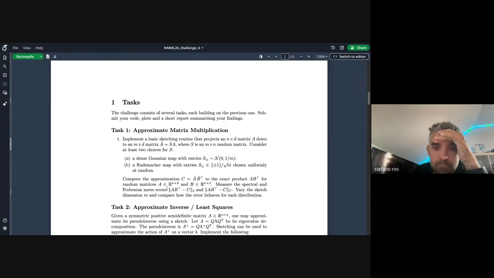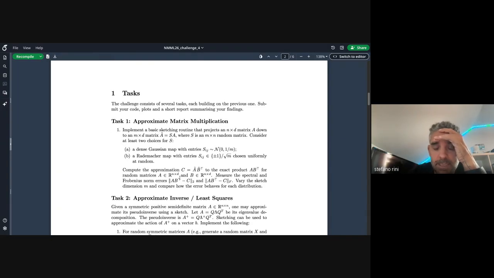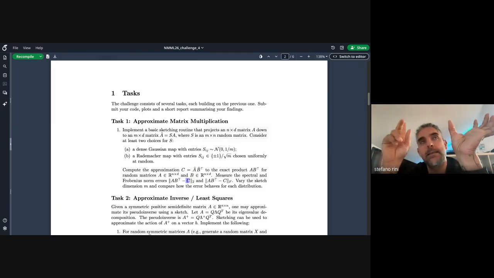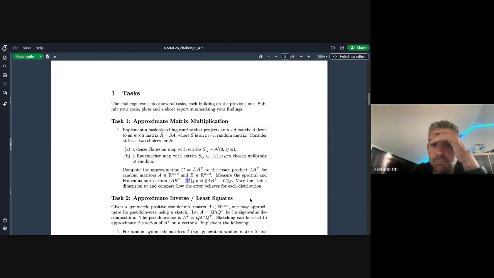And then what do we do? Instead of computing the exact product, A times B transpose, we compute A tilde times B tilde transpose. Again, A times B transpose will be a matrix n times d times d times n, so it is an n times n matrix. It's a massive matrix. But here we approximate it with a matrix obtained as d times m times m times d. So it's a much smaller matrix.